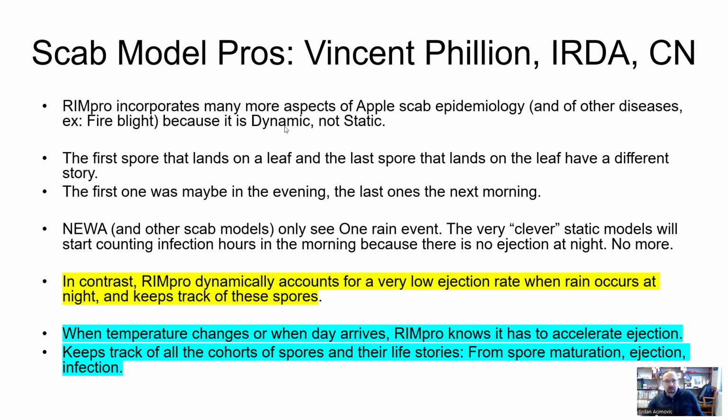So what does that really mean? If you have a first ascospore of the apple scab fungus that lands on the leaf, and that first spore and maybe the last spore at the wetting event that landed on the leaf, they actually have different destinies because they have different conditions.